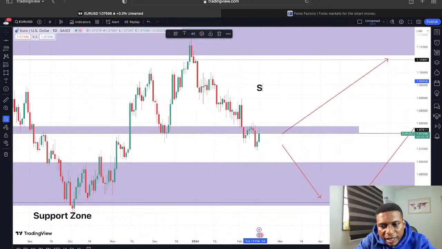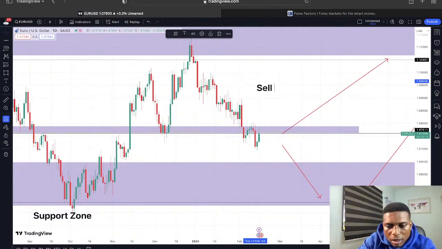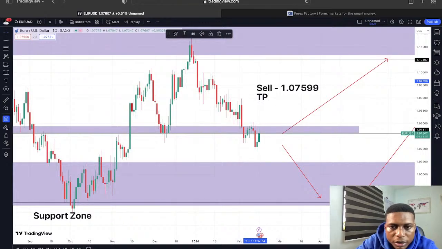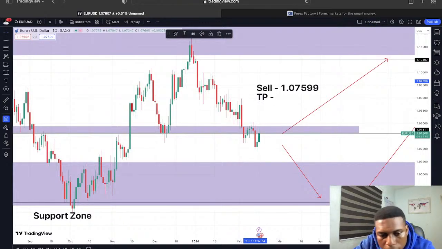We take a sell at 1.07599. We put our take profit, our TP, at 1.04898.